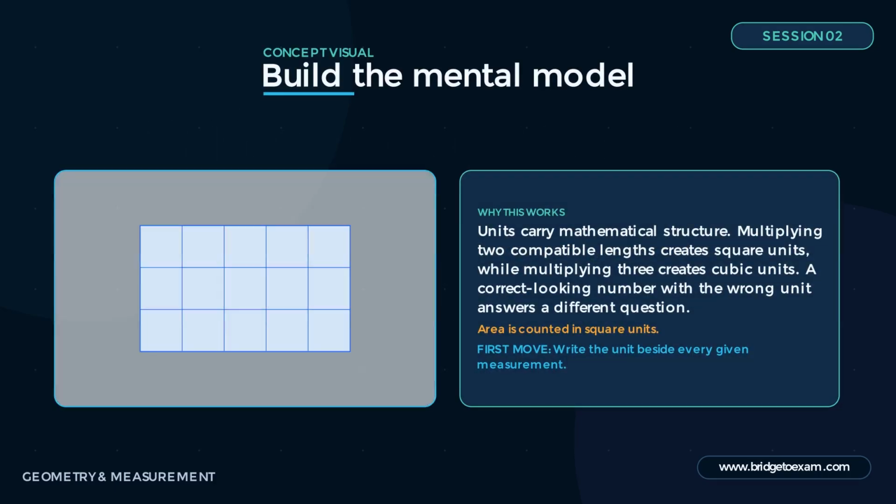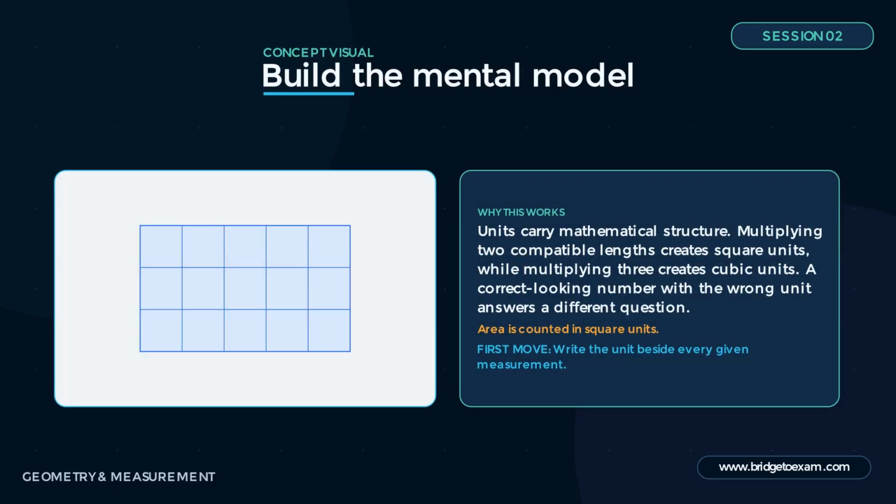Start with the concept visual. The area is counted in square units. The volume is counted in cubic units. The angles are measured in degrees. Read every label as evidence about what is known, what is unknown, and which measurements actually belong in the model.